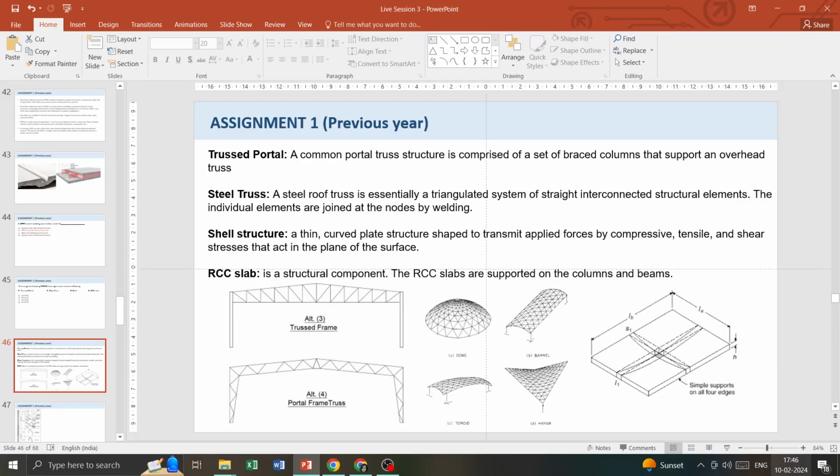And then what is a steel truss? A steel roof truss is essentially a triangulated system of straight interconnected structural elements. The individual elements are joined at the nodes by welding. Then shell structure. It's a thin curved plate structure shaped to transmit applied forces by compressive, tensile and shear stresses that act in the plane of the surface. Then what is an RCC slab? It's a structural component. RCC slabs are supported on columns and beams.